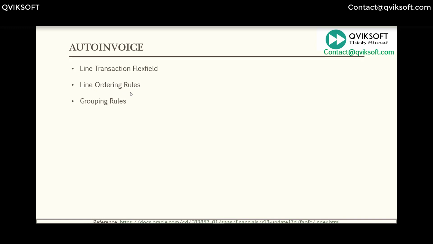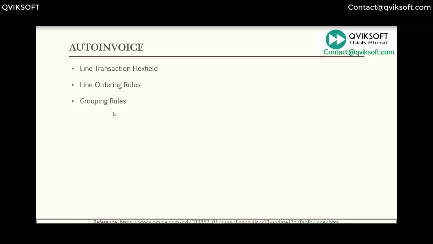Line ordering rules: let's say you're importing 10 lines as part of one invoice, what should be the sequencing for the invoice lines? Which line should come first, which line should come later? You can specify that in line ordering rules.